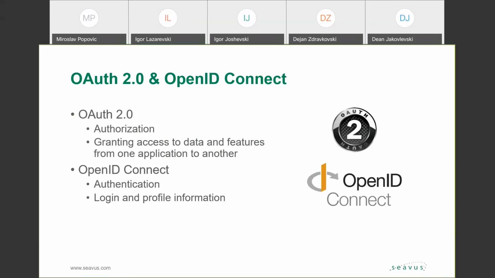So in order to enable a secure environment for all of those platforms, OAuth 2.0 was introduced to handle authorization logic. And on top of it, some time later, OpenID Connect was implemented. So it's basically just another layer on top of OAuth 2.0.